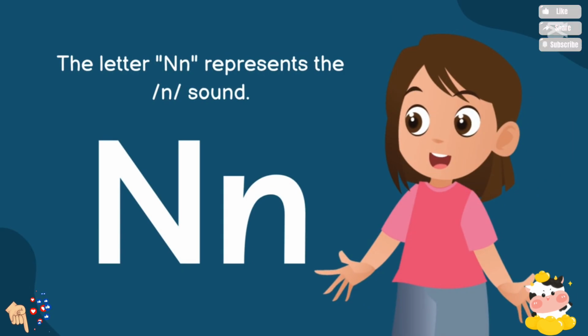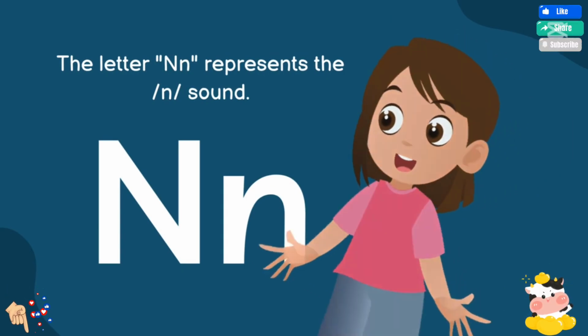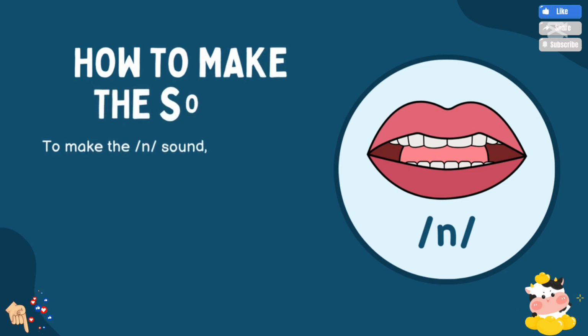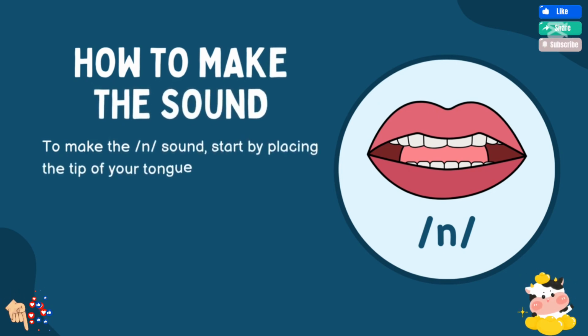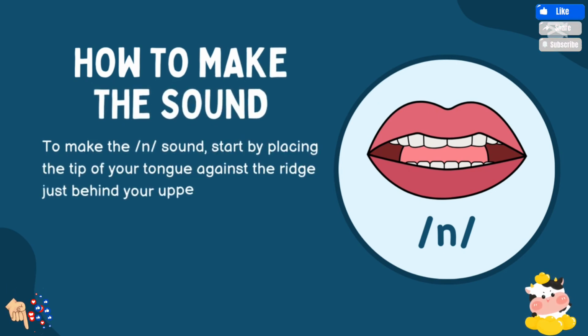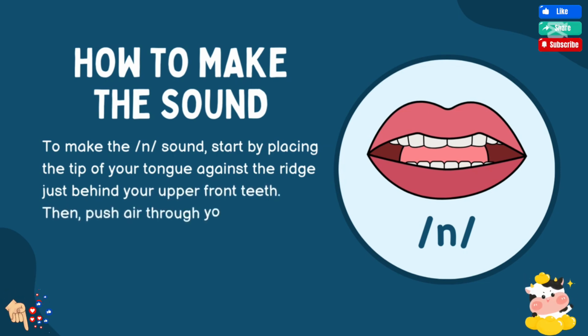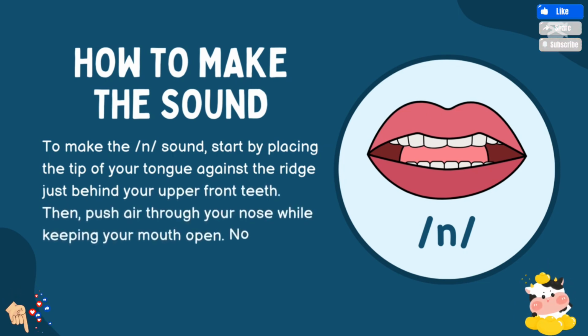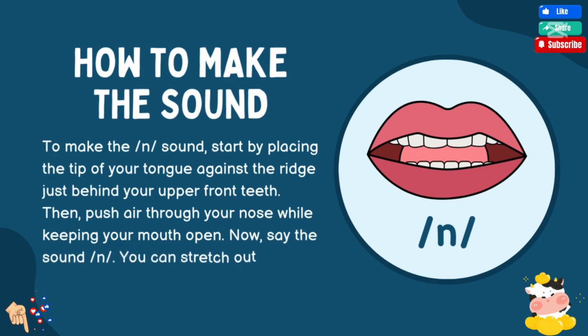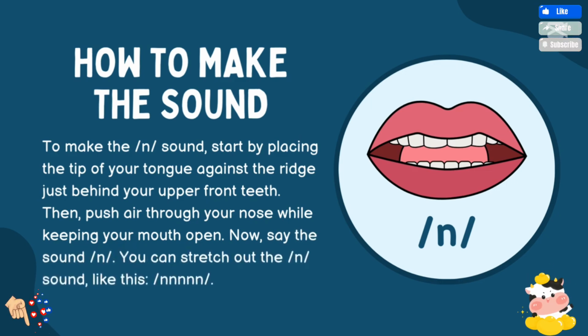The letter N represents the N sound. How to make the sound. To make the N sound, start by placing the tip of your tongue against the ridge just behind your upper front teeth. Then, push air through your nose while keeping your mouth open. Now, say the sound N. You can stretch out the N sound, like this, N.